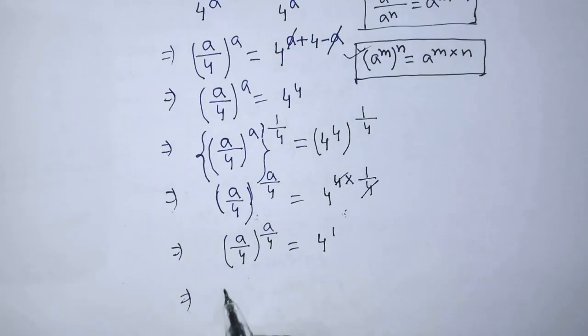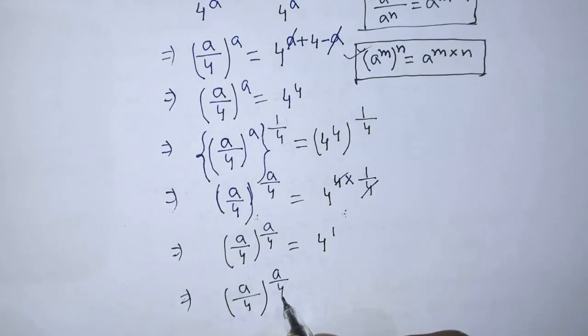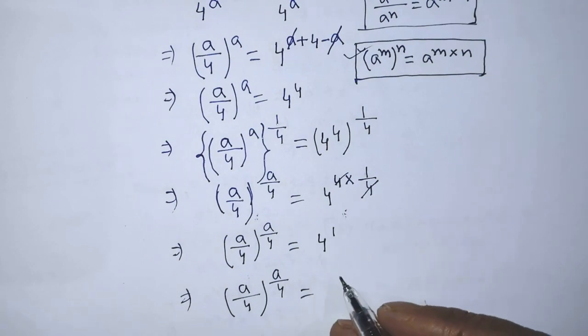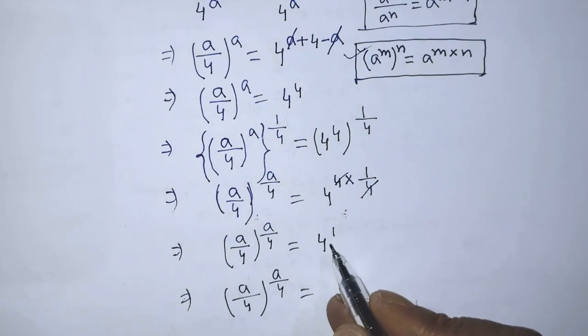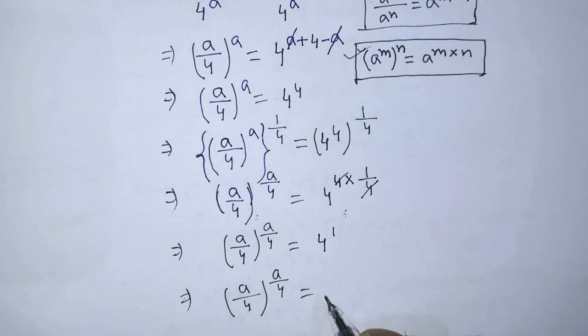After that on the left hand side again we write a over 4 whole to the power a over 4 is equal to, on the right hand side we have to write the exponential form of 4. So we can write in here 2 to the power 2. So students, 2 to the power 2 is the exponential form of 4. That's why you can write in here 2 to the power 2.